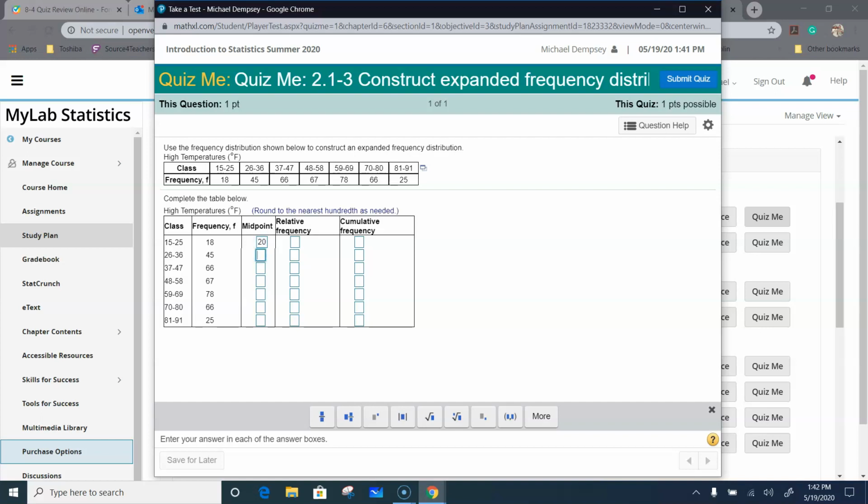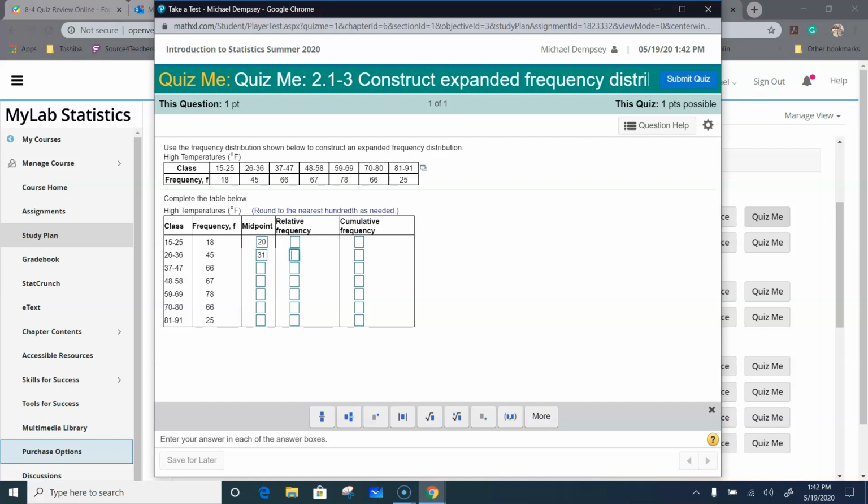All right, I'm going to do one more, and then I ought to be able to see what my class width is, and then I should just be able to add from there. So I'm going to take 26 plus 36 and add those together, right? When I add 26 and 36, I get 62. Divide that by 2 gives me 31 for that midpoint.